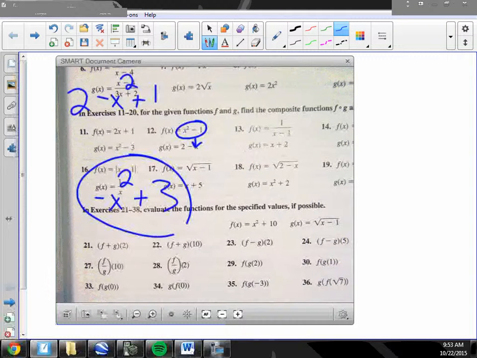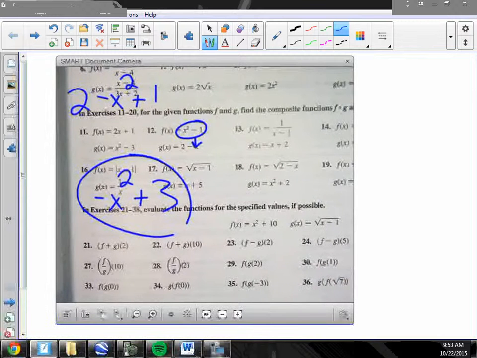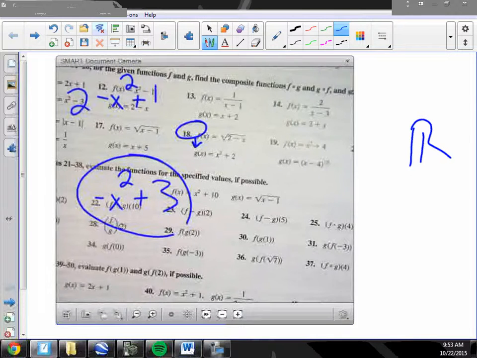I want to do one more. You can use the all real numbers symbol. Yeah, that's fine. Let's also take a look at 18.